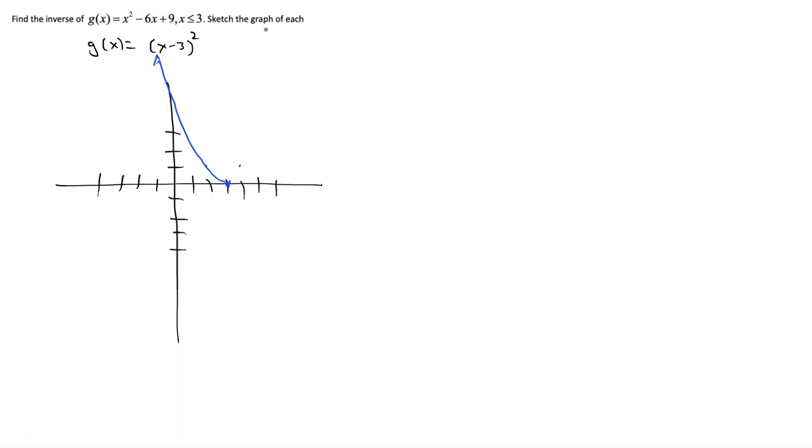So now, if it does have an inverse, then we can go through the steps and actually find the inverse function. We know that g of x is equal to x minus 3 squared, so we need to replace this with y. So y equals x minus 3 squared. Every y becomes an x, and every x becomes a y. So x equals y minus 3 quantity squared. Now we want to be able to solve for y.